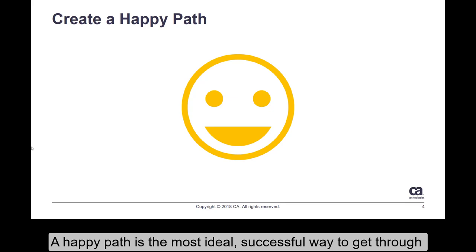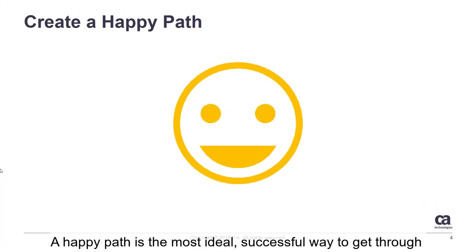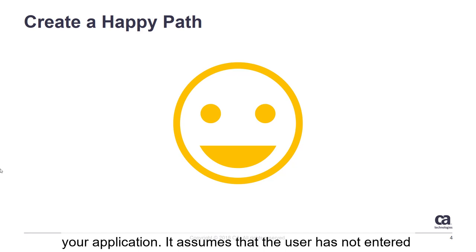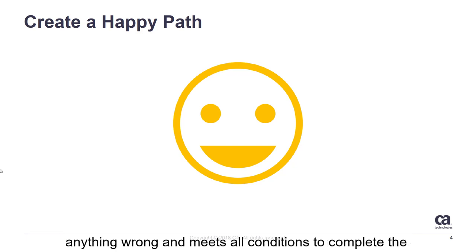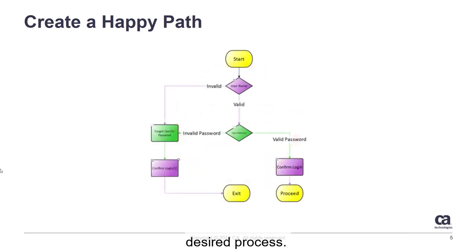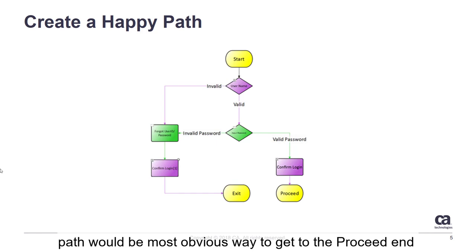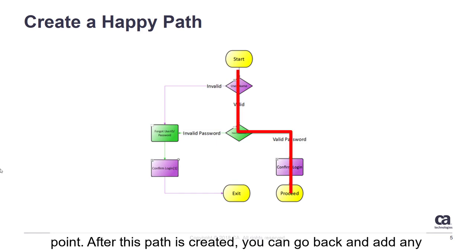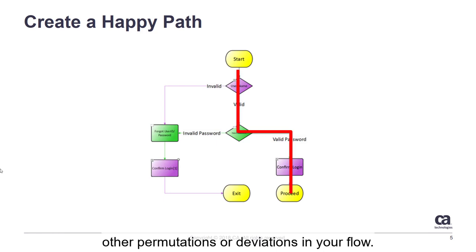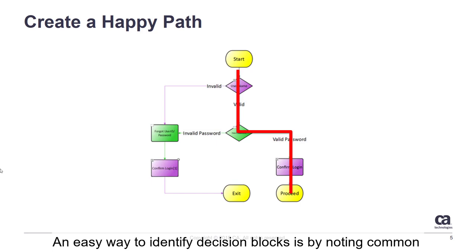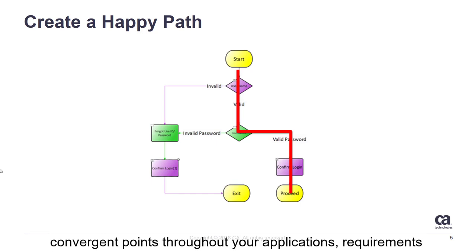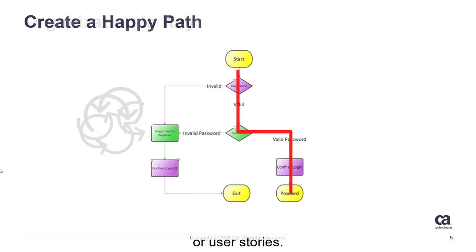Create a happy path. A happy path is the most ideal, successful way to get through your application. It assumes that the user has not entered anything wrong and meets all conditions to complete the desired process. Because you already have your endpoints defined, the happy path would be the most obvious way to get to the proceed endpoint. After this path is created, you can go back and add any permutations or deviations in your flow. An easy way to identify decision blocks is by noting common convergent points throughout your applications, requirements, or user stories.